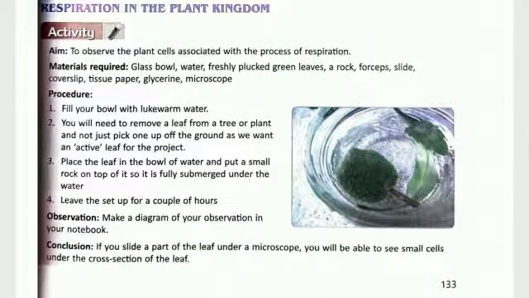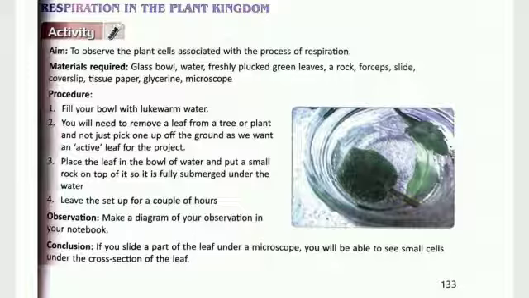Respiration in the plant kingdom. There is an activity to observe the plant cell associated with the process of respiration. What are the materials required? A glass bowl, water, freshly plucked green leaves, a rock, forceps, slide, cover slip, tissue paper, glycerine, microscope. Okay, it means we have to watch in the microscope.